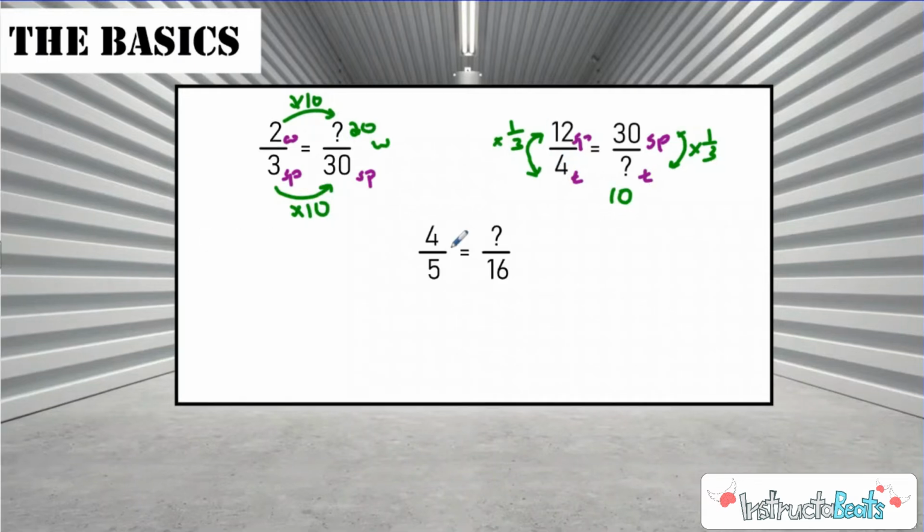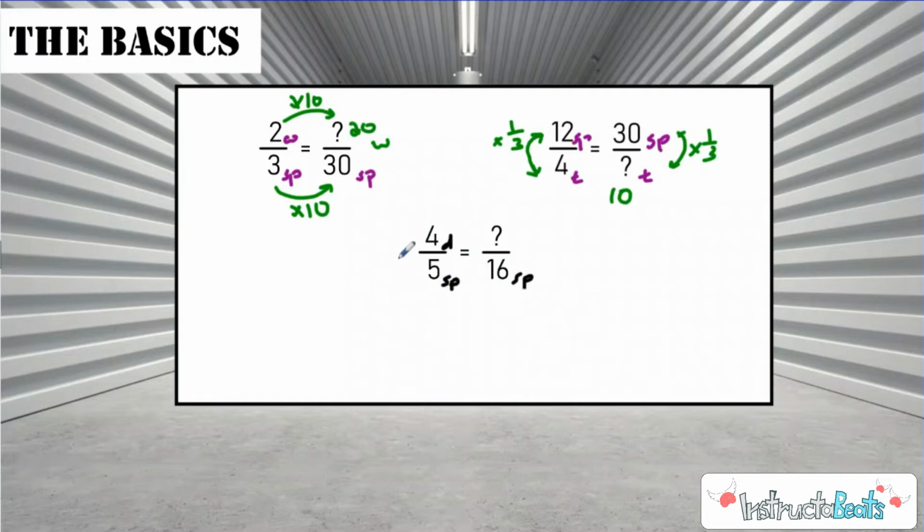But sometimes you get a problem like this. So let's say for $4, you can buy 5 spark plugs. Assuming that same rate, how much would 16 spark plugs cost? So we're looking for the price of 16 spark plugs. But when you're looking at this, we can't use scale factor because there's not a nice multiplicative relationship. It's not like 3 and 30, which is times 10. We don't have the basic fact knowledge for 5 times what equals 16.